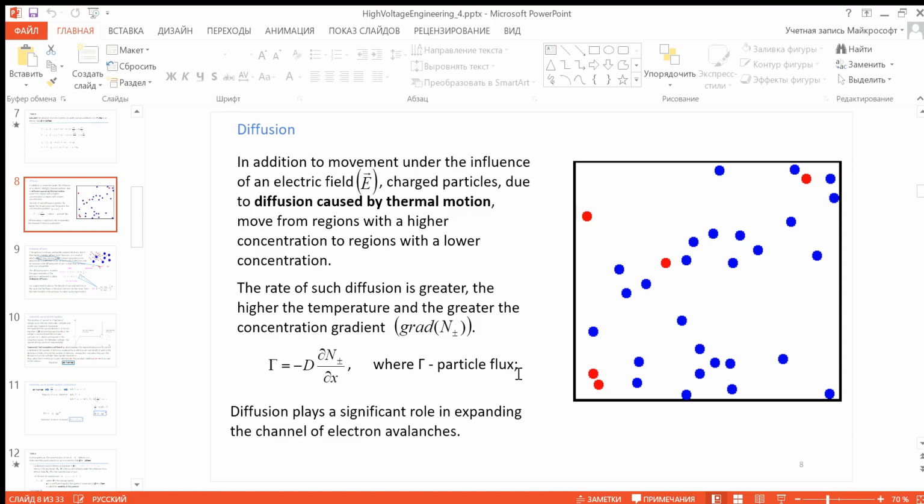Diffusion plays a significant role in expanding the channel of electron avalanches, which we discussed in our previous lectures.